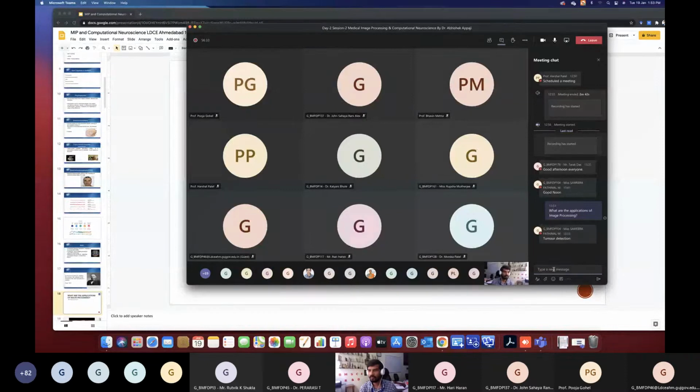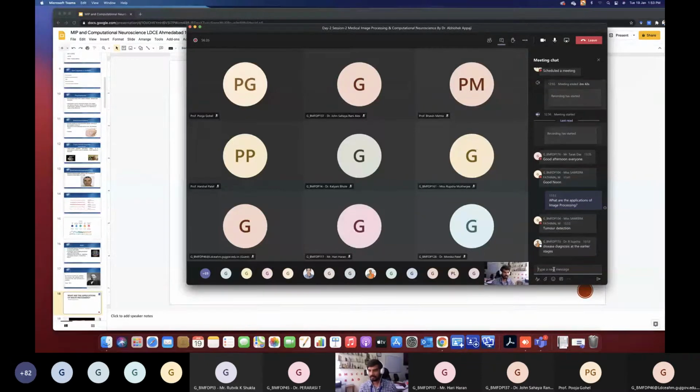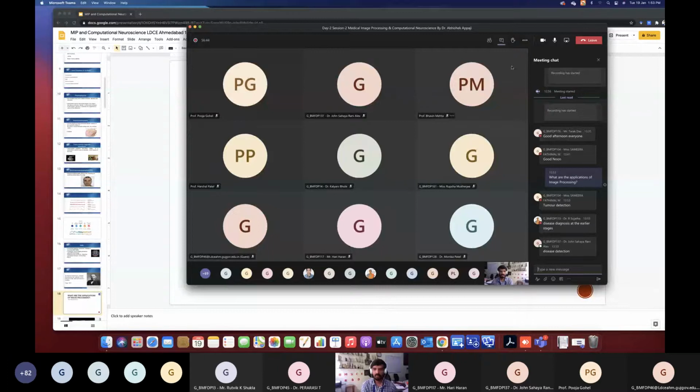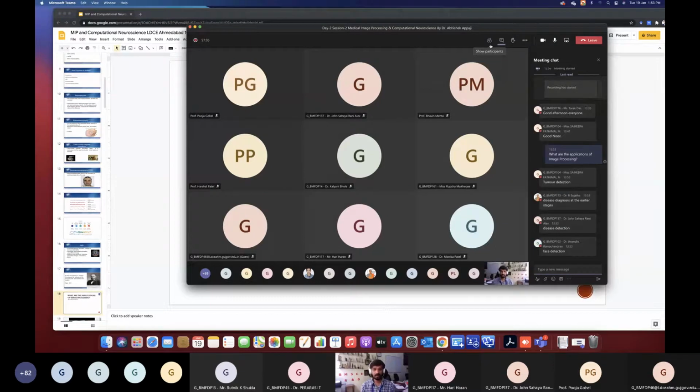You can just put one word, two words or something. Somebody says tumor detection, disease diagnosis at the earliest stages. Wow. I see we have almost 80-90 participants. Let's hear from at least a few of them on why you need image processing. One of them is biomedical, where you're giving answers like disease detection, diagnosis, tumor detection, that's really good. But you can also talk about some of the non-biomedical applications. Do you use image processing in day-to-day life?